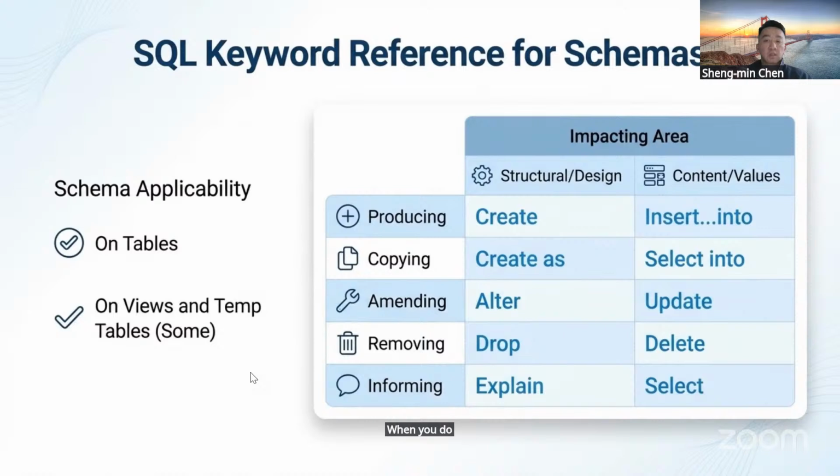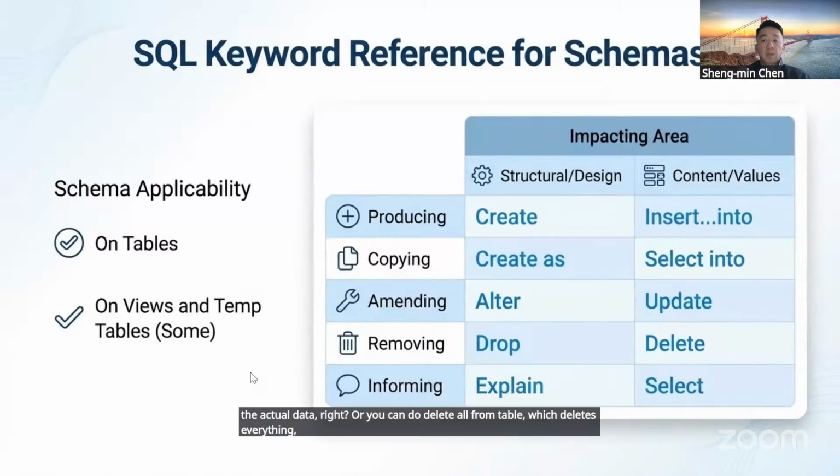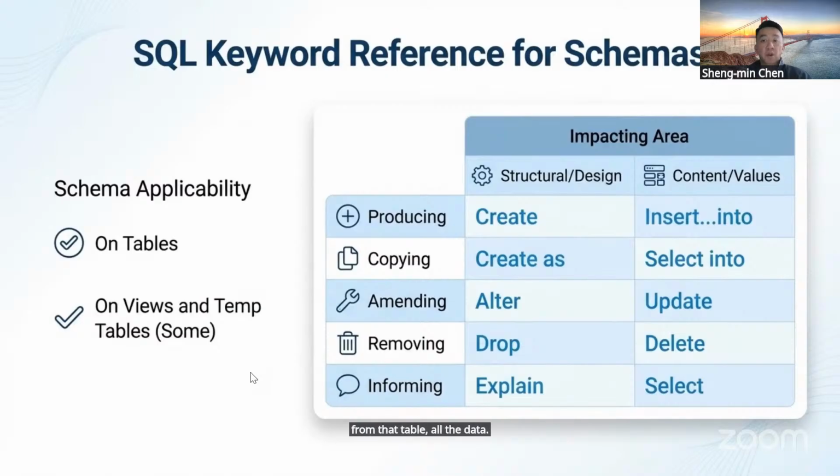When you do delete, there's two different types of delete. One is delete from table, and then you say where to make sure that it's filtered to just the row that you want to delete. And when you're deleting a row, you're deleting the actual data, right? Or you can do delete all from table, which deletes everything from that table, all the data. However, if you do a select query afterwards, you will still be able to get a result because the table itself still exists. Okay?